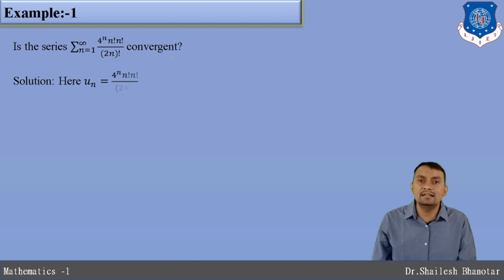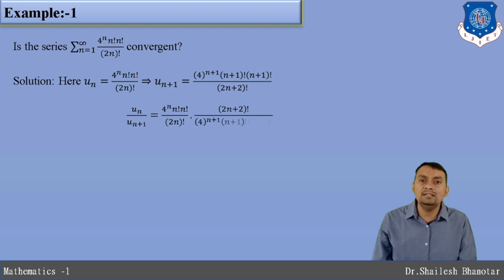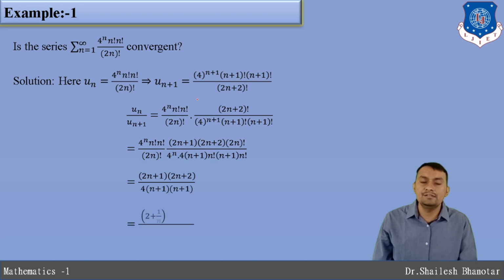Is the series convergent? So first un is there. So just write here un plus 1, where n is replaced by n plus 1. And whenever you simplify, un divided by un plus 1, so this is our un and this is un plus 1, as a division. So 4 raised to n into n factorial into n factorial divided by 2n factorial, and un plus 1 has 4 raised to n plus 1 into n plus 1 factorial into n plus 1 factorial divided by 2n plus 2 factorial. Whenever you simplify this, n plus 1 factorial can be written as n plus 1 into n factorial.